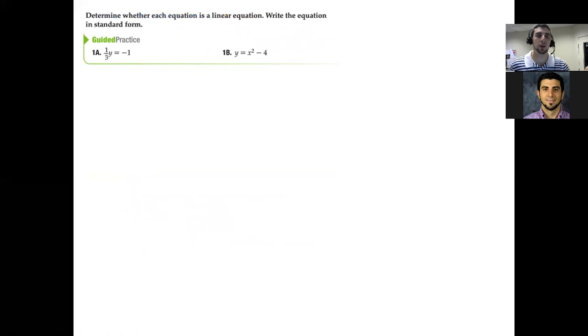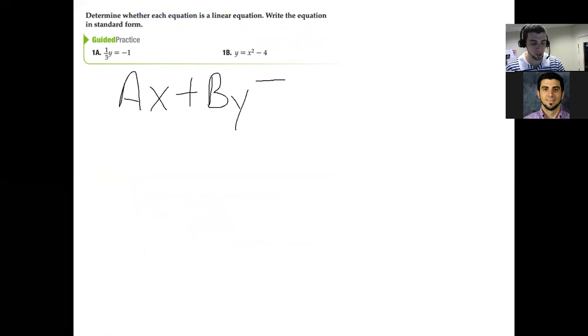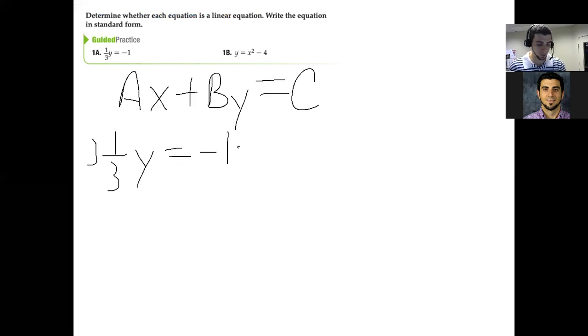All right, we're back. So we have to determine if the first one is in standard form. Now remember, we want ax plus by equals c, where a, b, and c are integers. All right, so in this case, 1a looks like it could be a linear equation. It's just missing the x, which would mean a is 0, which is fine. But 1/3 is not an integer. So what we'd have to do is multiply 3 times both sides, and you get y equals -3.